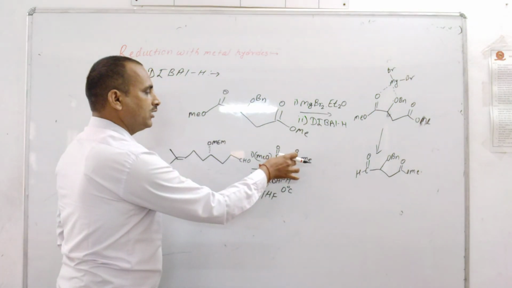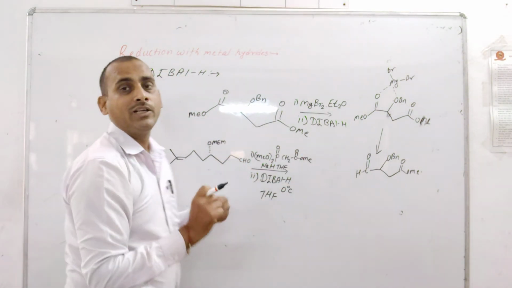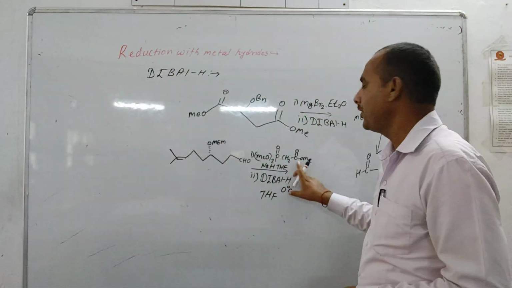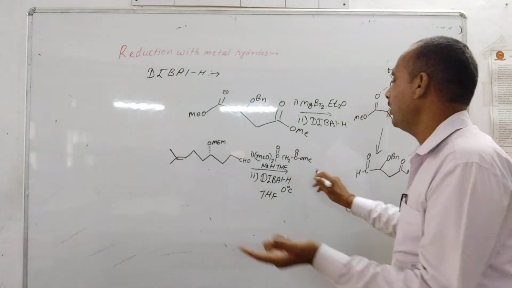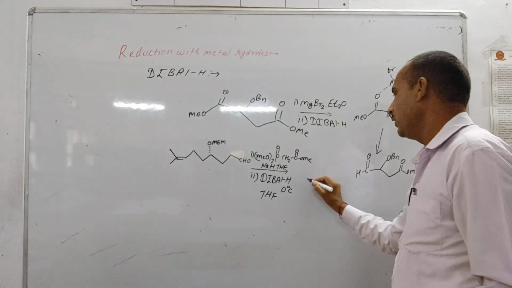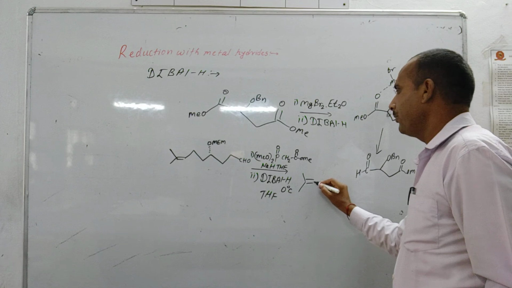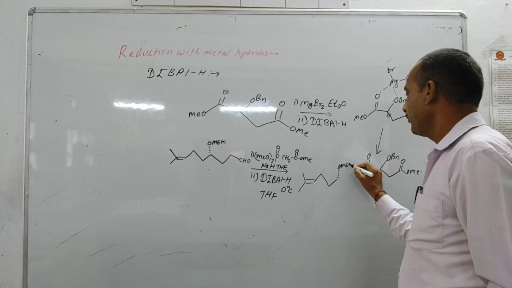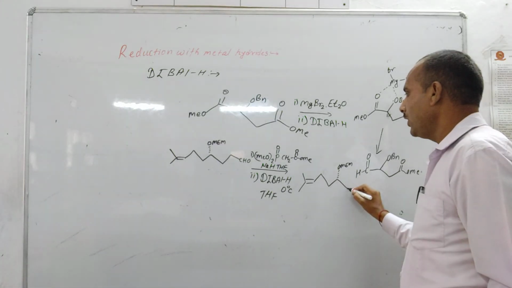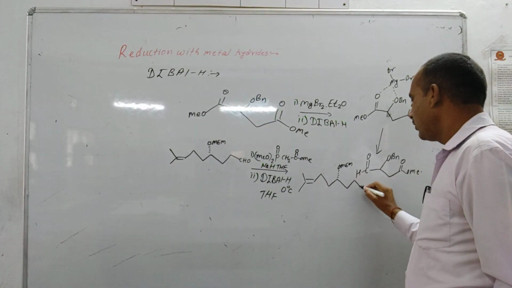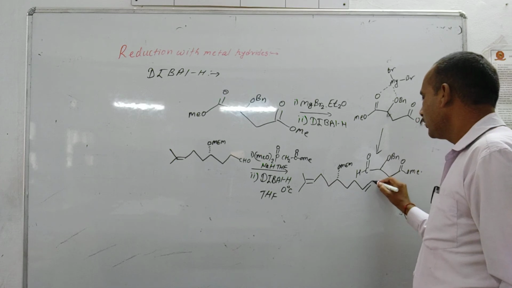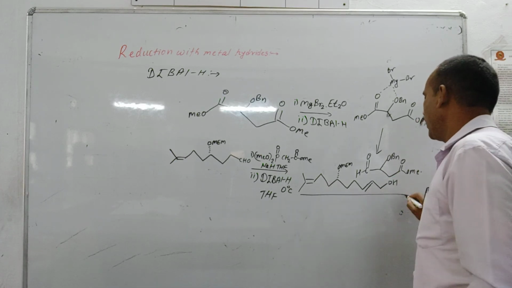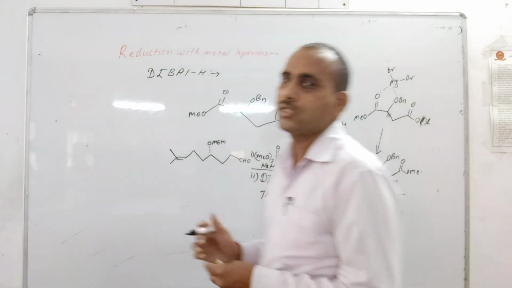So this phosphorane reacts with aldehyde to form the alkene, and alpha beta unsaturated ester formation takes place, which on reduction by using DIBAL gives the formation of OMEM, C double bond, CH2OH. So this is the final product formed from these reactions.